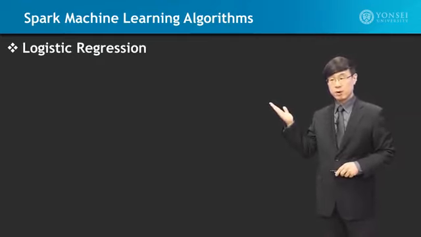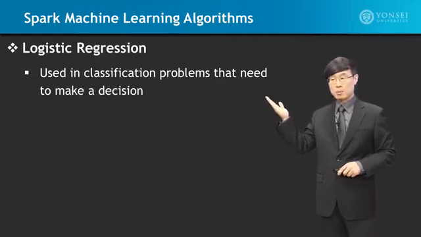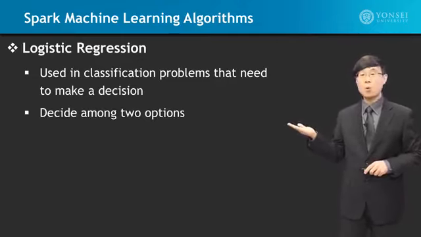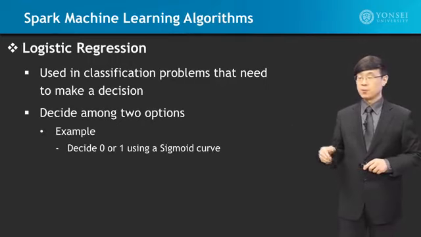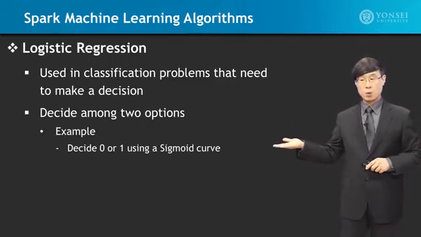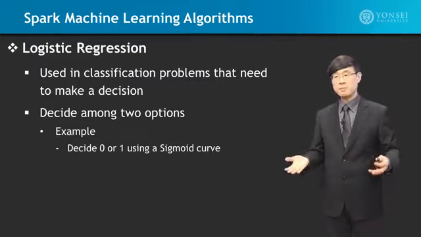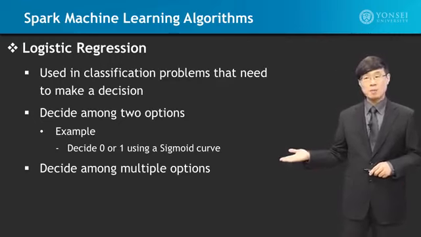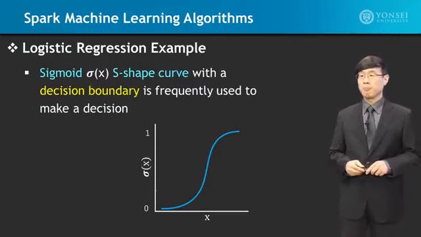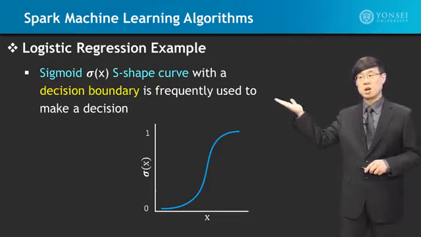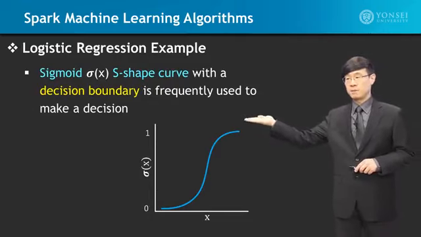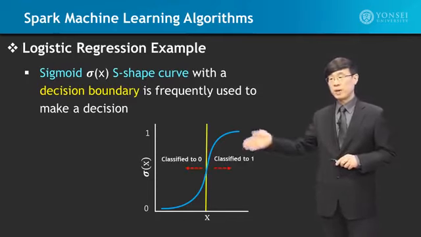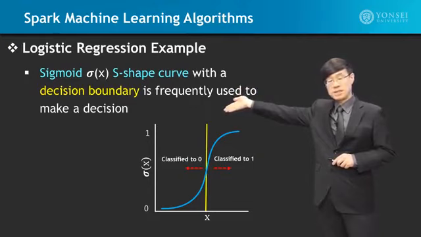Logistic regression is different. It is used in classification problems that need to make a decision, where we decide among two options or multiple options. For example, deciding between 0 and 1 using a sigmoid curve is a typical logistic regression example. Deciding among multiple options is, of course, possible. Here you see a sigmoid S-curve with a decision boundary, which is frequently used to make a decision. We have a decision boundary right here in the middle, this yellow line.